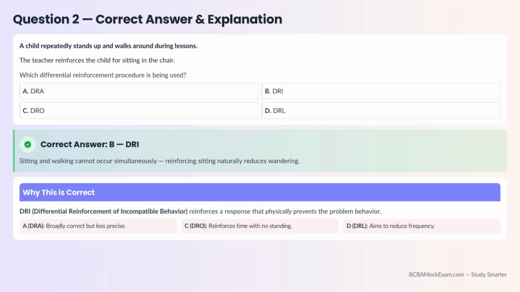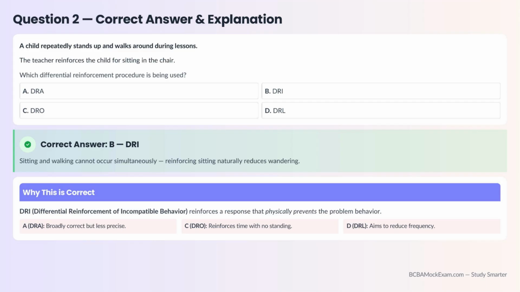The correct answer is B, DRI, differential reinforcement of incompatible behavior. We deliver reinforcement when the student is sitting, which physically prevents walking around. Option A, DRA, is a broader idea, reinforcing an alternative behavior, but the test is asking you to choose the most precise label. Options C and D don't fit. DRO would reinforce any period with no standing or walking, regardless of what the child is doing.